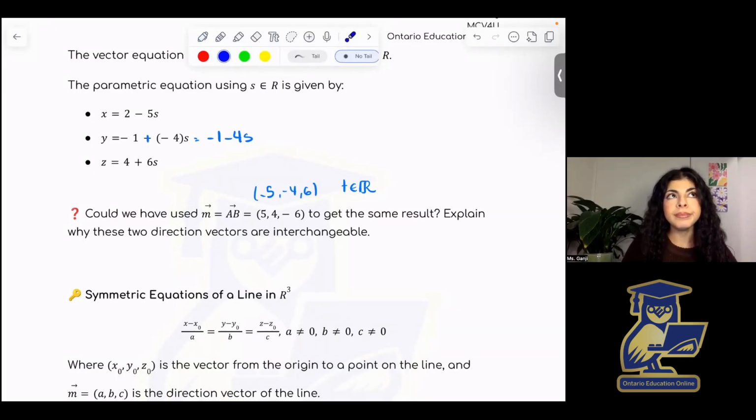At least it will work the same in terms of the line and getting from one point to another point on the line. So pretty much, yes, these two direction vectors would be interchangeable because you have a scalar multiple that can account for that difference in the negative of the components here. So if you have -5 versus 5, you can easily fix that with the t and make the same answer.